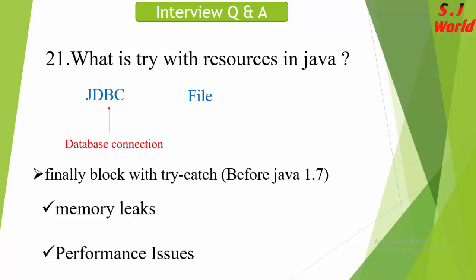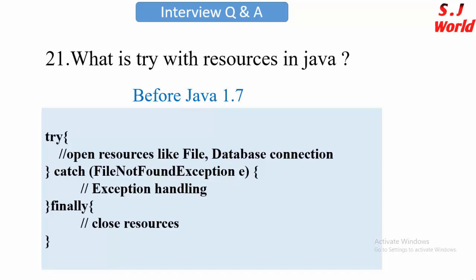To reduce the programmer's burden, what they have provided from Java 1.7 is try with resources. Before 1.7, this is the pseudocode. In the try you open your file or database connection, then you write the catch block where you handle the exceptions, and then in the finally you close your resources.